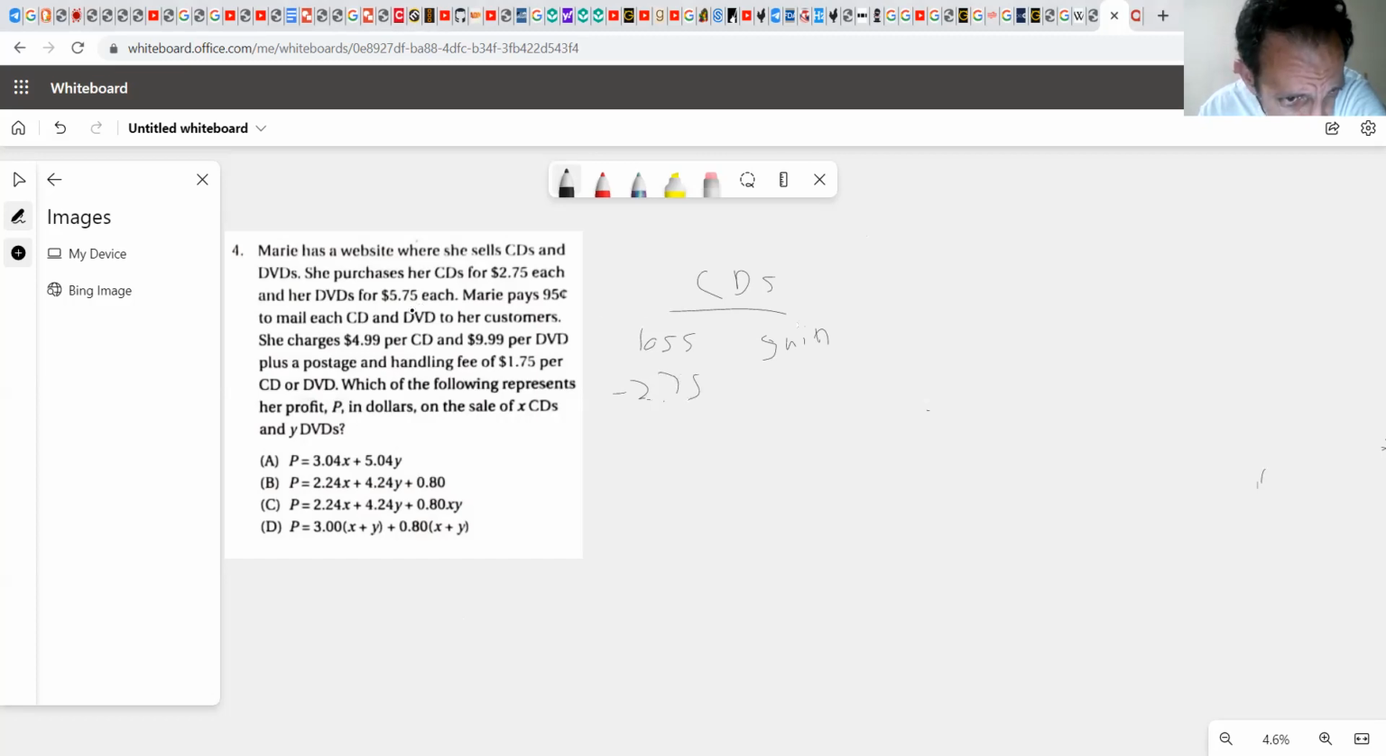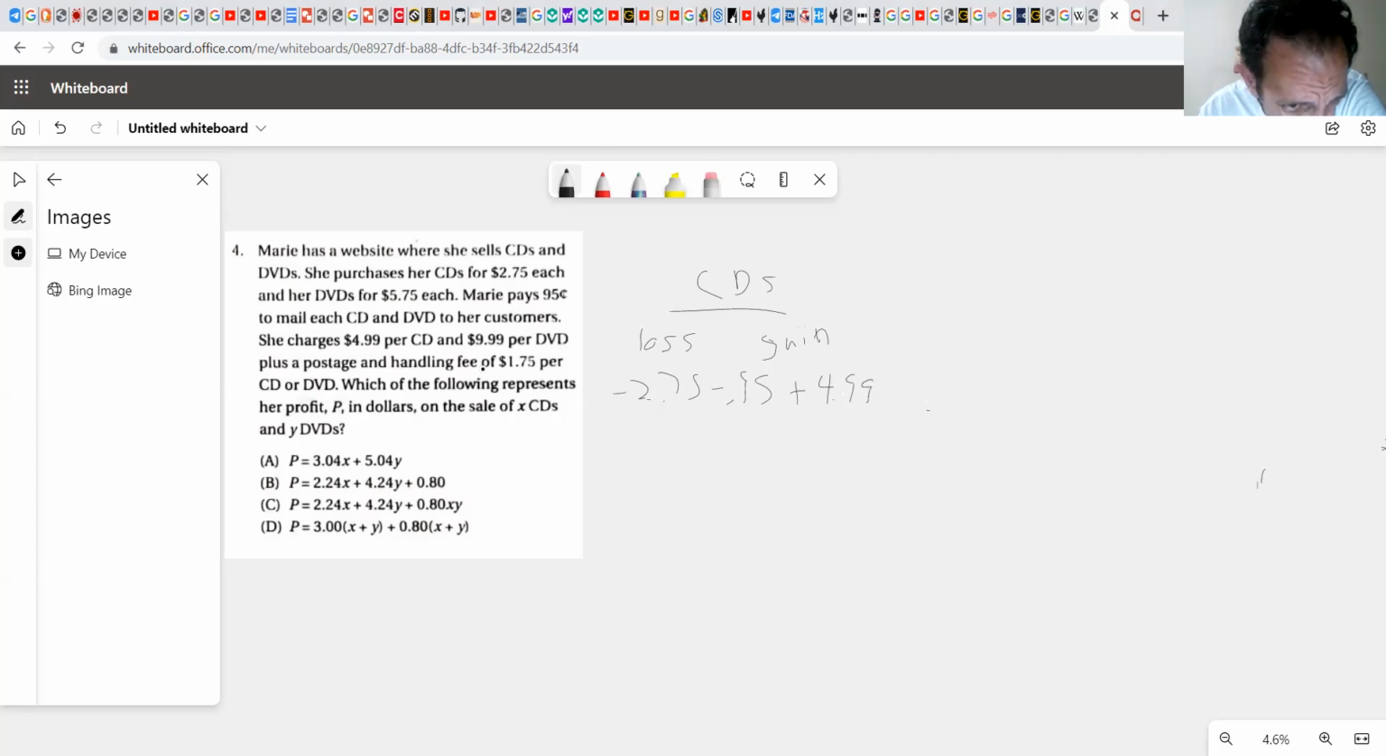And then it also says that she pays 95 cents to mail each CD. It doesn't matter if it's a CD or a DVD, it's going to cost her 95 cents for mailing. So that's a minus 95 cents. Now let's look at what she gains for selling the CD. She charges $4.99. So that would be a gain, a plus. So plus $4.99 whenever she sells a CD.